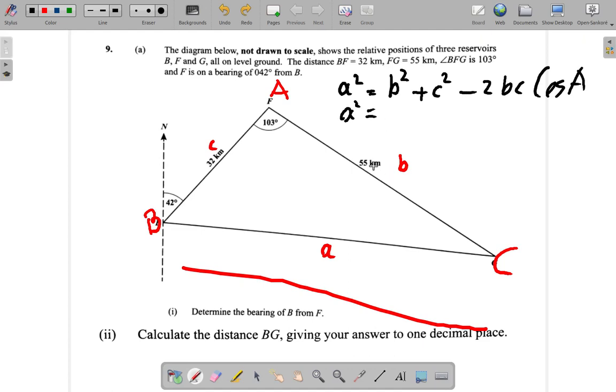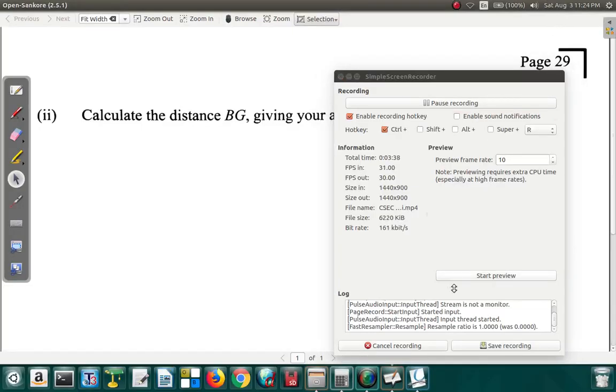A squared is equal to B squared, in this case, 55 squared, plus C squared, in this case, 32 squared. You see that? Minus 2 times B. This is B, 55, times C. C is over here, 32. Cosine of 103. Alright, so a squared is equal to 55 squared. I'm just going to put the 55 squared plus 32 squared together because I don't have a lot of space here for writing.